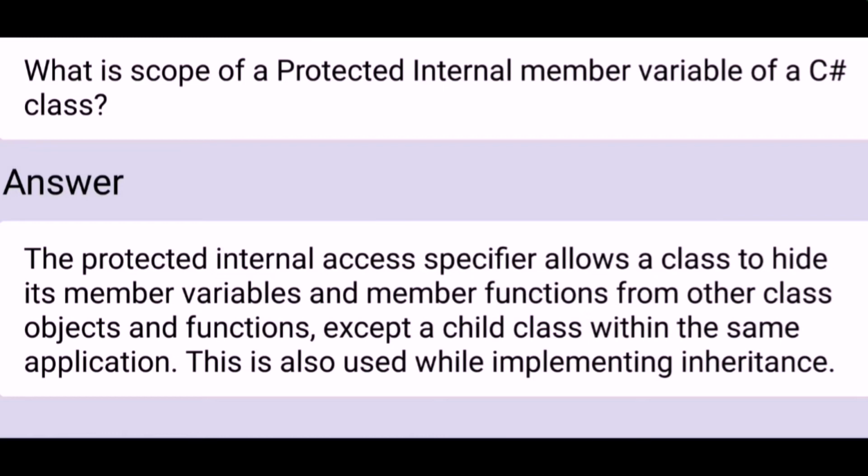What is the scope of a protected internal member variable of a C# class? The protected internal access specifier allows a class to hide its member variables and member functions from other class objects and functions, except a child class within the same application. This is also used while implementing inheritance.